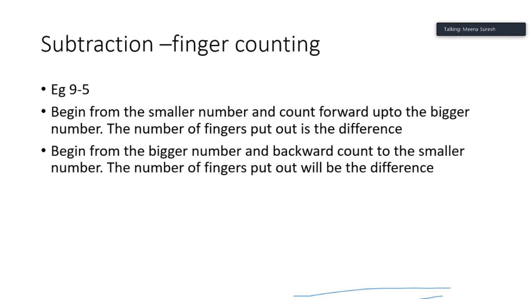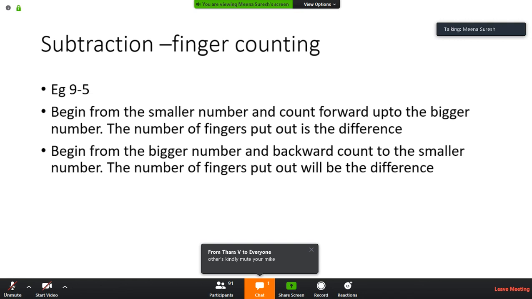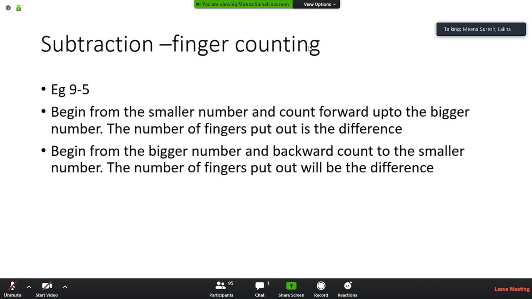The same thing for subtraction with fingers. Again, there are two ways of doing it. You start from 5. After 5, 6, 7, 8, 9. The number of fingers will give you the difference. This is one way. The other way of doing it is 9 minus 5. You start with 9. After 9, you do the backward counting. Before 9 is 8, 7, 6, 5. Number of fingers is 4. Okay? This is another way of doing it.